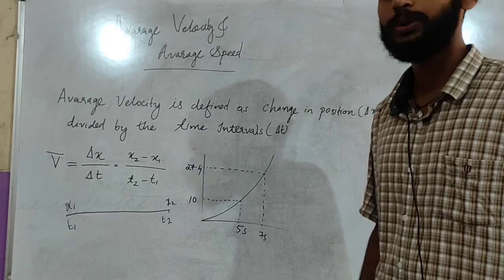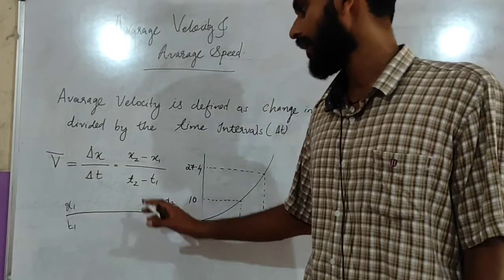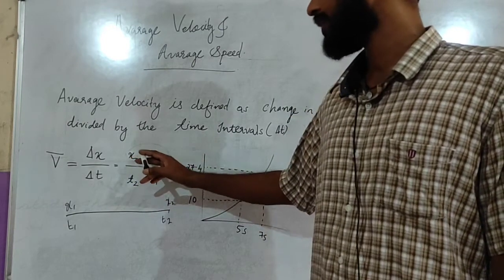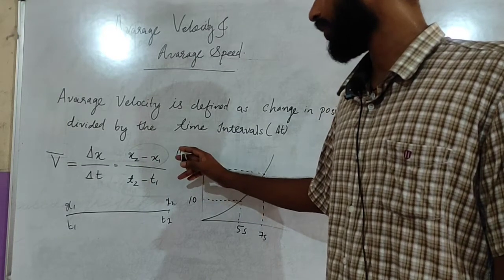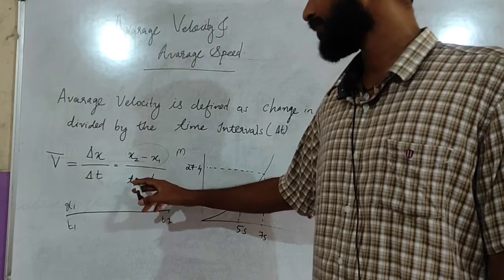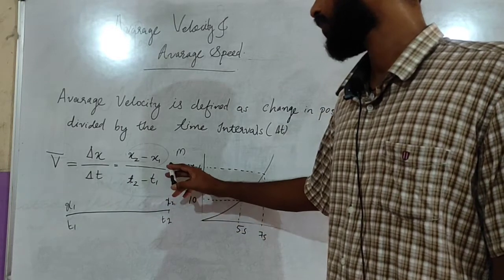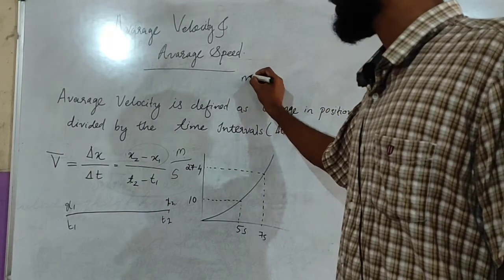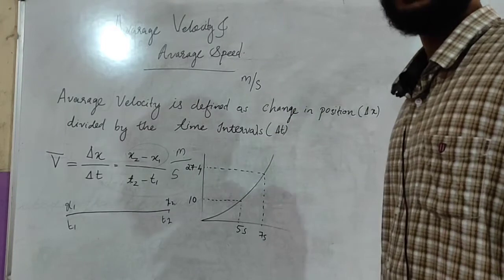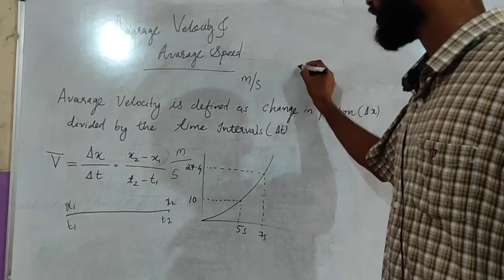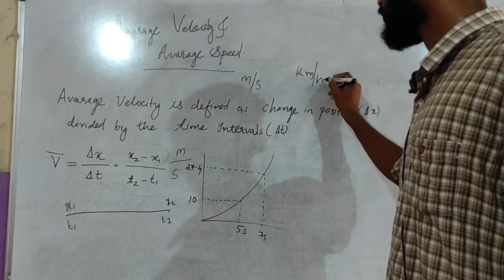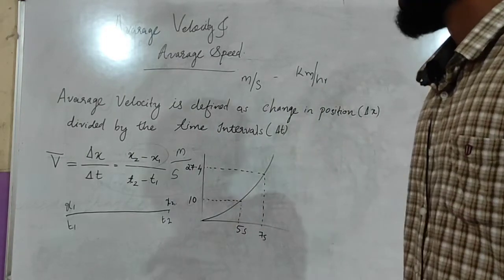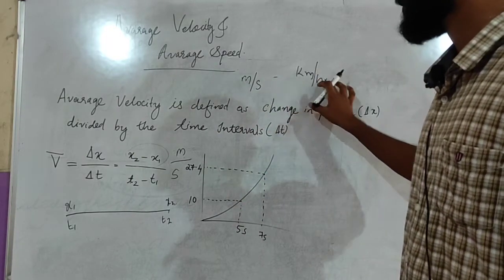And let us come to the unit of the average velocity. Here x2 minus x1 is actually meter, isn't it? x2 meter minus x1 meter. So the unit will be meter divided by t2 seconds minus t1 seconds, which is seconds. So meter per second is the unit of average velocity, but in common use we are using kilometer per hour also. These are the two major units of average velocity. One is meter per second and another one is kilometer per hour.